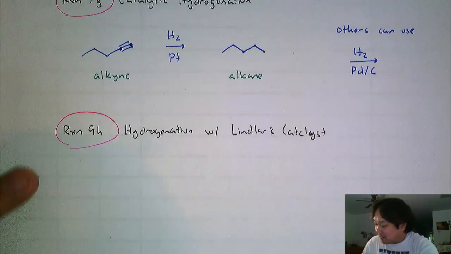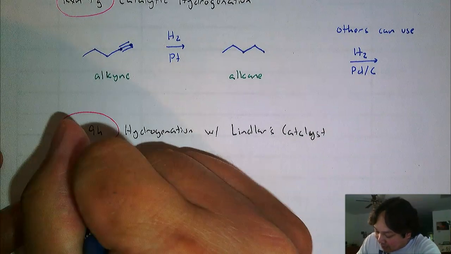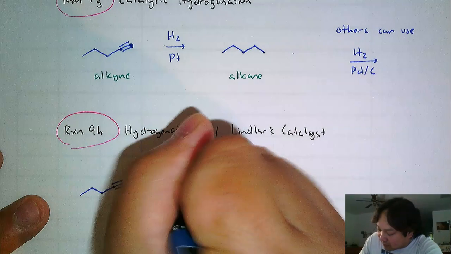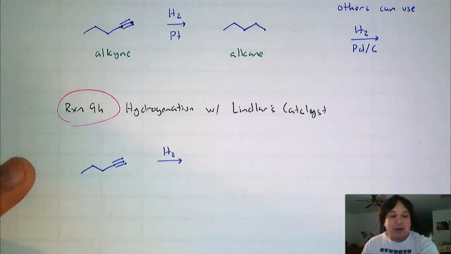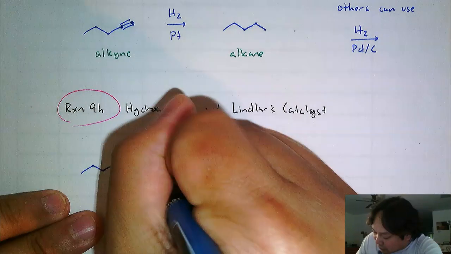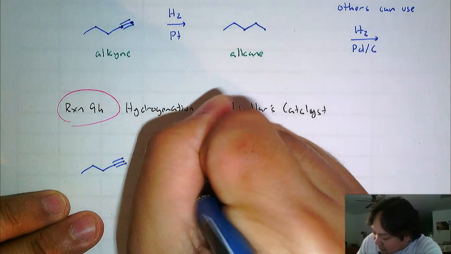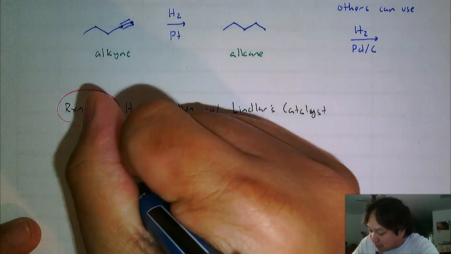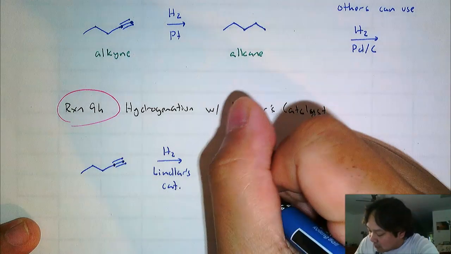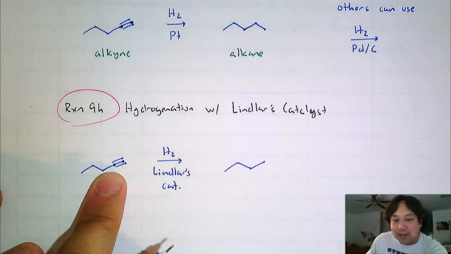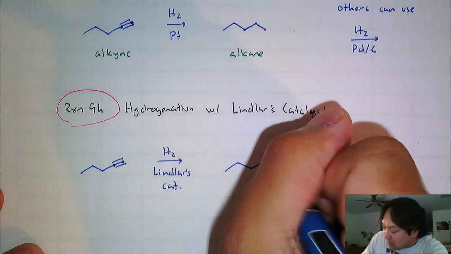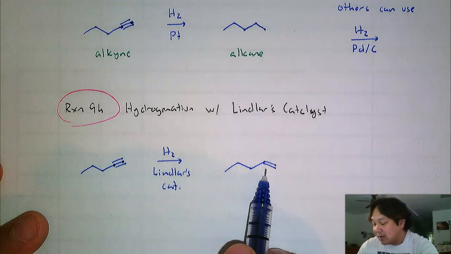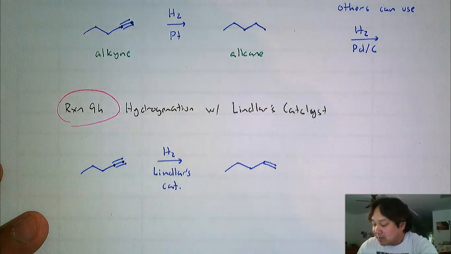Same alkyne. We'll start with the same alkyne. Have H2 again. Here you're allowed to just write the word Lindlar's Catalyst. And what we do is we change the triple bond into a double bond. So we still have 5 carbons. You know that double bonds are trigonal planar, so we'll draw a zigzag as well. So we get the alkene.